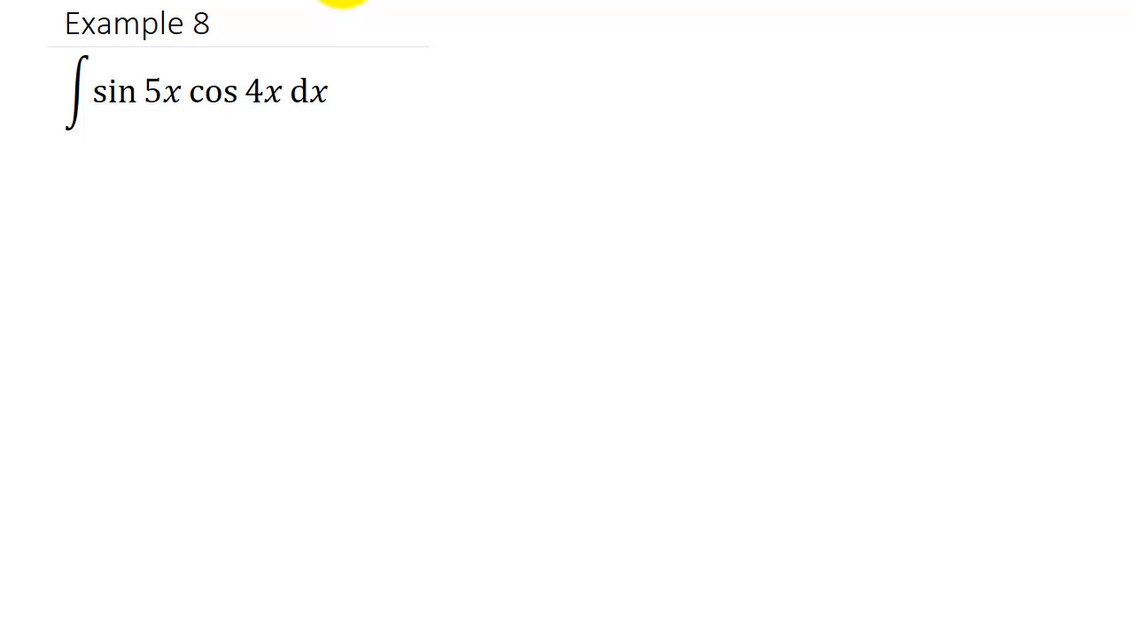Alright, so here's another video on trigonometric integrals. This will be my 8th example. In this one we have the integral of sine 5x cosine 4x dx. If you notice, the angles are different, we've got 5x and 4x here. So how do we go about working this?